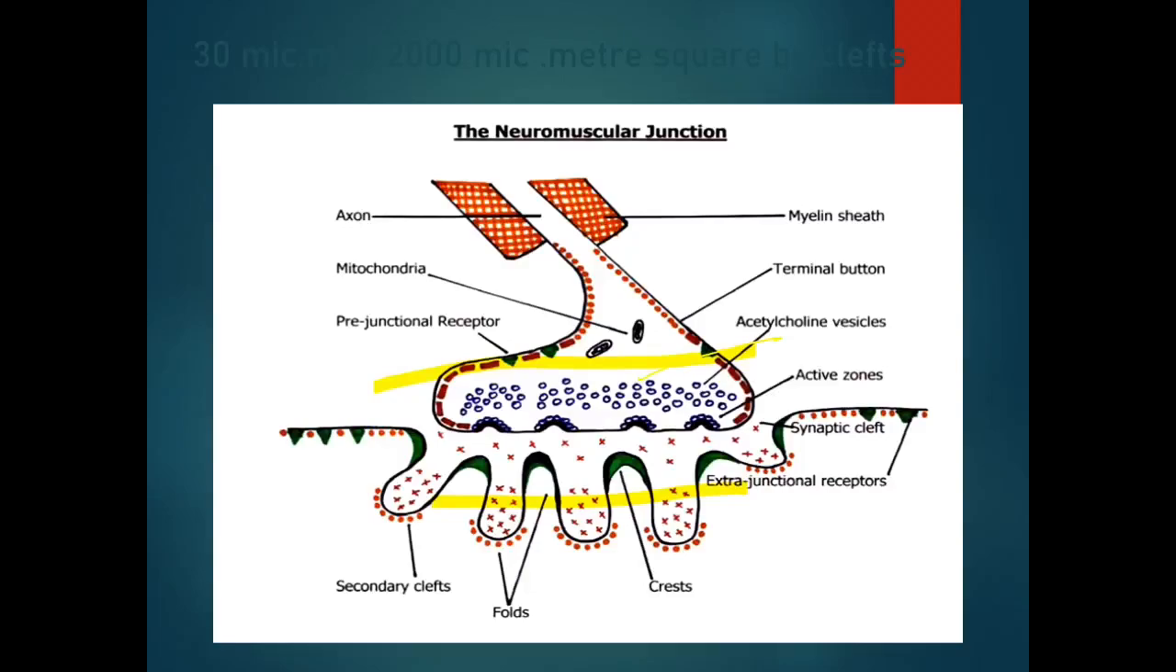Now, why is it important? Whenever there is a stimulation, these acetylcholine vesicles release the acetylcholine molecules, which come and act on these post-junctional receptors, mainly on these particular crests. Now, going on to the next slide.